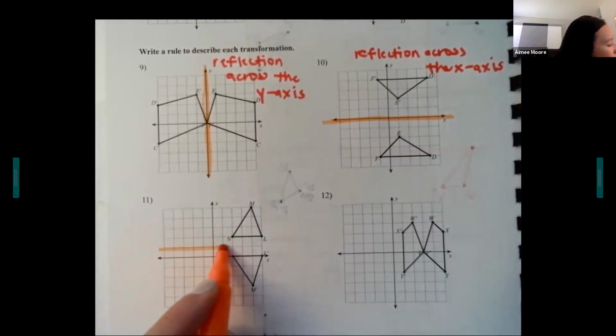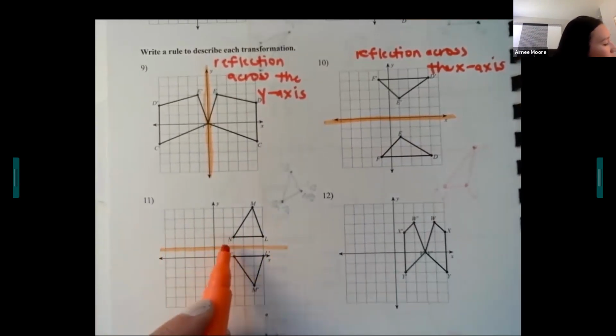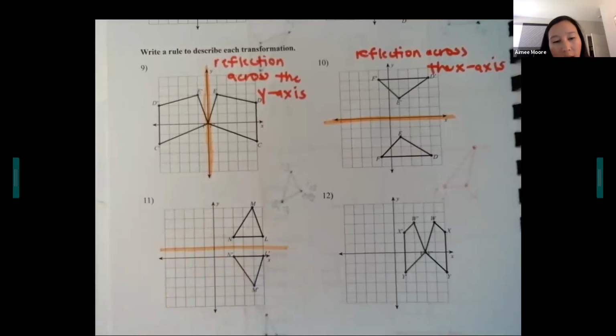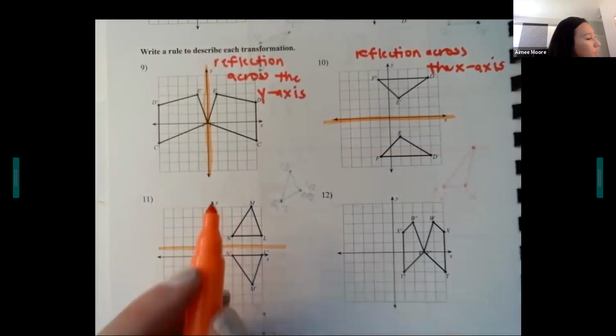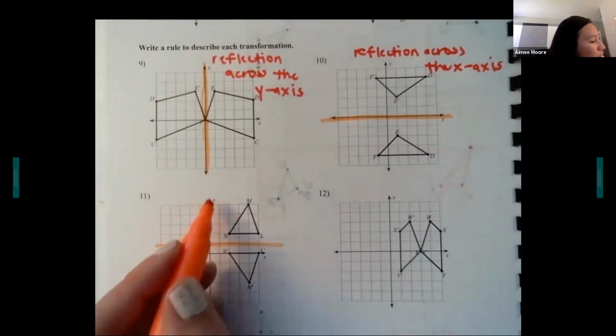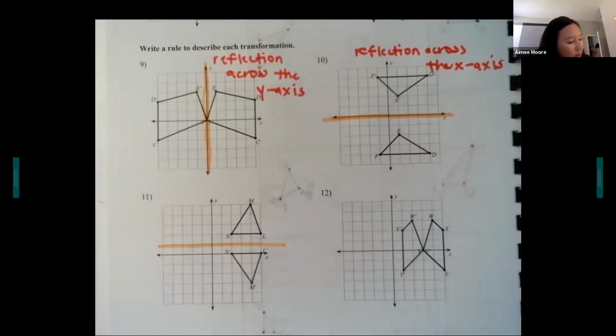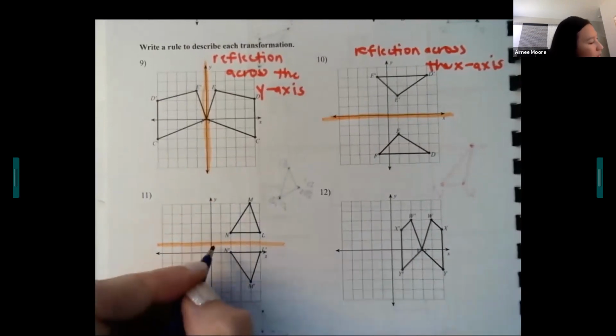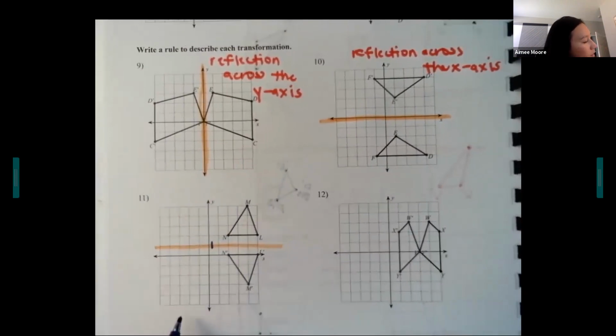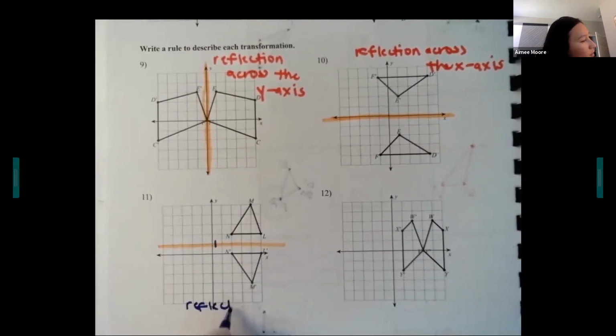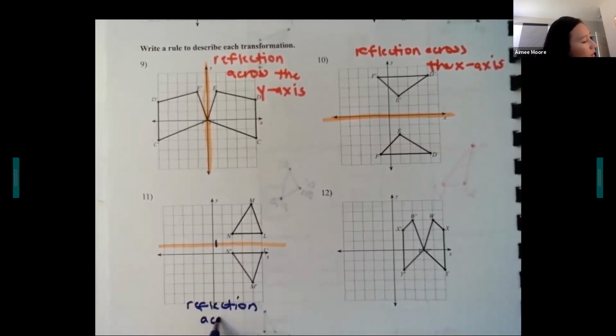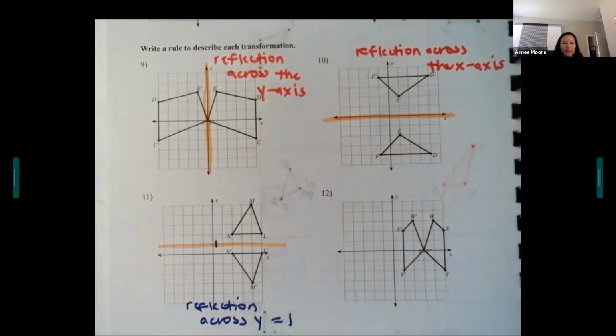And then number 11, we want to find the line where it's the equal distance to both. So that looks like that would be here, right? Because then N is 1 and N prime is also 1 away. And so this line is going through the y-axis at 1. So this is a reflection across y equals 1.